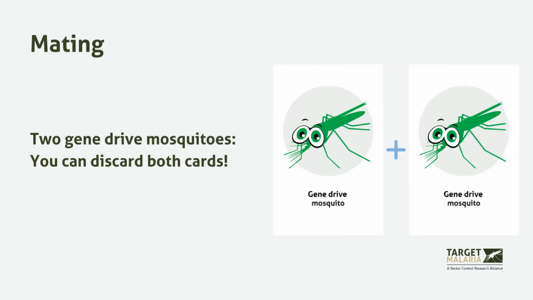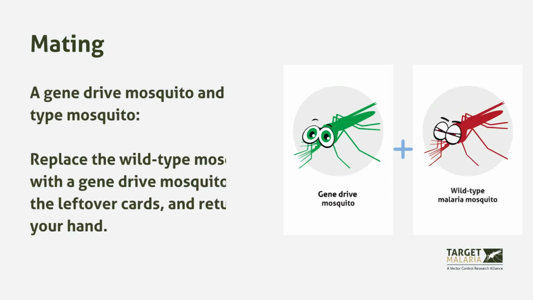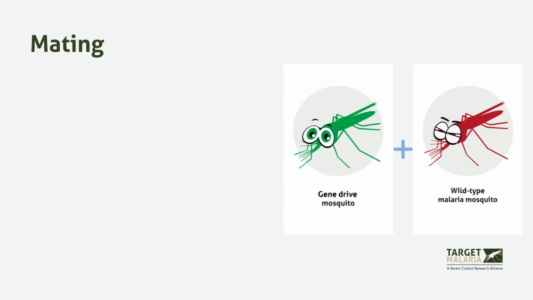For mating, another player picks two cards at random from your hand and reveals them to the table. If the player picks two gene drive mosquitoes, you can discard both cards. If the player picks a gene drive mosquito and a wild-type mosquito, replace the wild-type mosquito with a gene drive mosquito from the leftover cards and return to your hand.